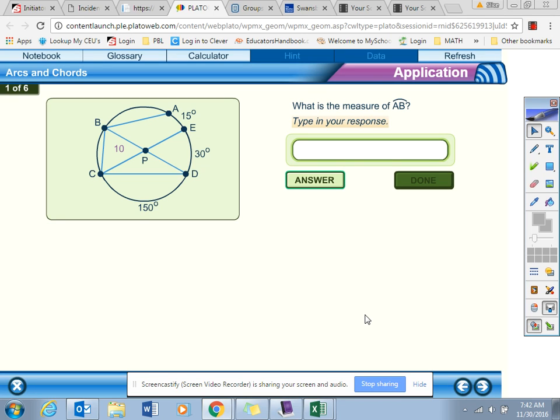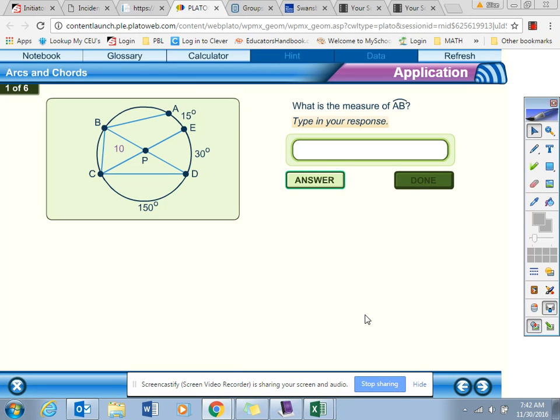All right, good morning. So this short lesson is on arcs and chords. And what I'm doing is I'm going over the application for you. So since I'm going over the application, I would like you to do the mastery test as well, even if you get 100 on this application. The situation here is you have arcs and chords.